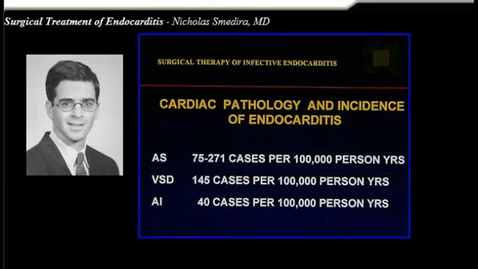In a series of 2,000 patients where they looked at congenital abnormalities, so this is congenital cardiac pathology, this is the incidence of endocarditis as estimated by this evaluation. An aortic stenosis lesion, around 100 to 270 cases per 100,000 person years. VSD 145, and AI a significantly lower rate. The reason for this is the high velocity turbulent jet that causes the damage, the fibrin deposition, and the subsequent endocarditis. So you can see the frequencies here.